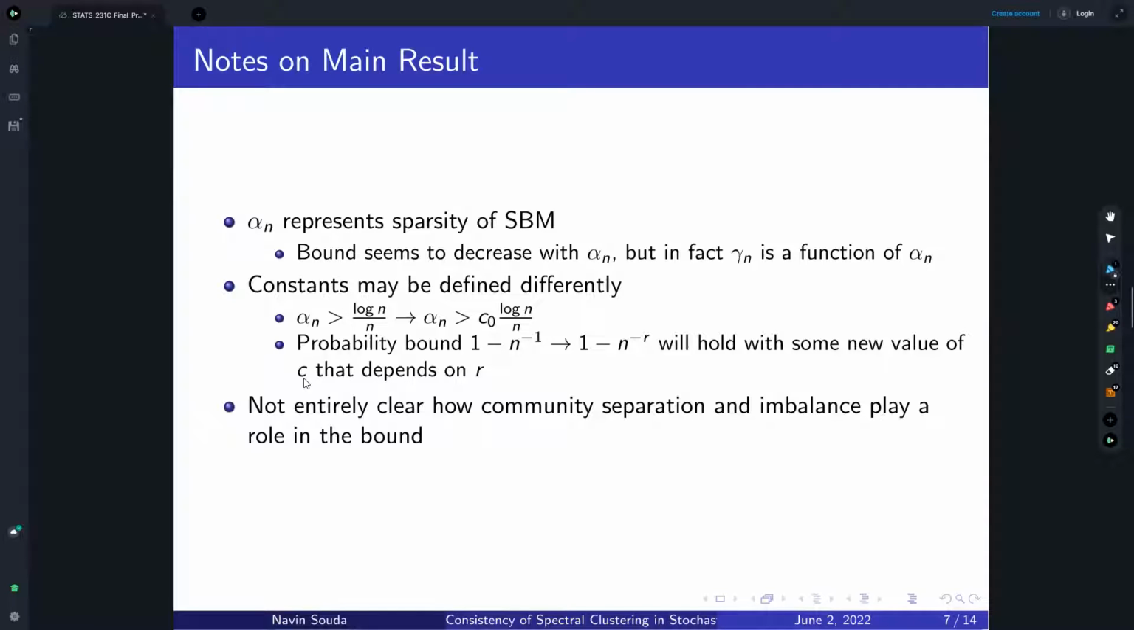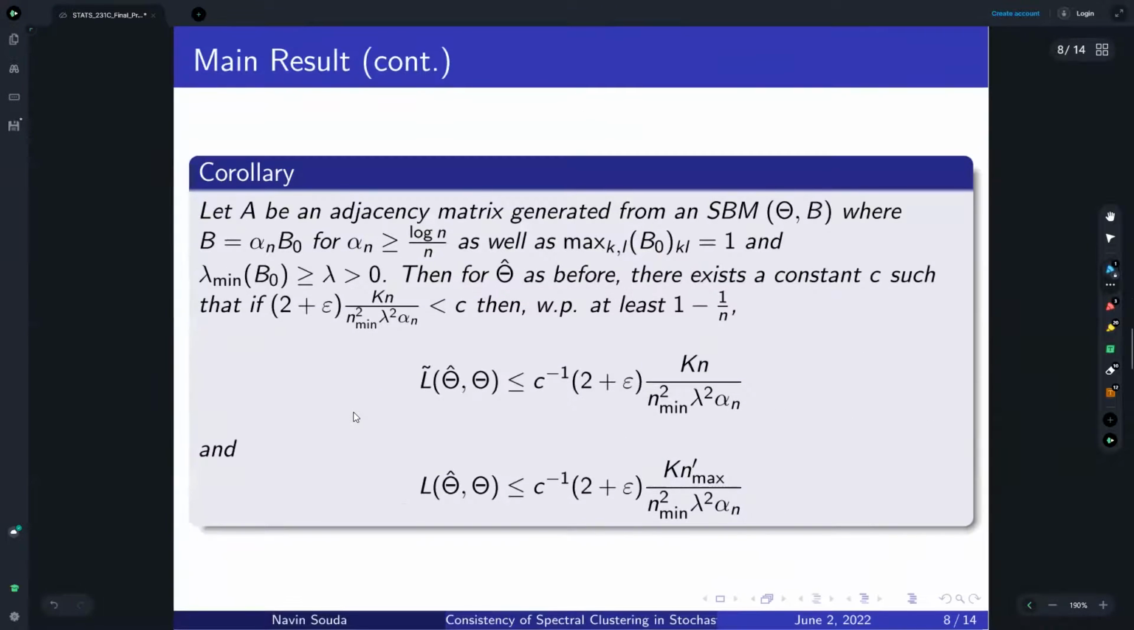And then one thing about this bound that was similar for this sparsity constraint that we enforce, is that it's also not really clear how community separation and imbalance play a role in this bound. And so we can actually do some work and rewrite it to get this next result.